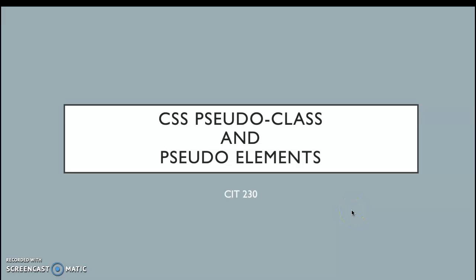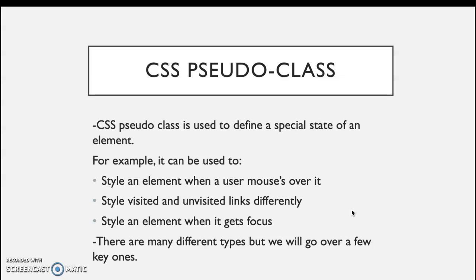Hi everyone, this is my presentation on CSS pseudo class and pseudo elements. First, we are going to talk about pseudo class, which is used to define a special state of an element. And since we're talking about CSS, it's different styles. And here are some of the things that it can do, which is when a user mouses over something, it may change the text or the color or whatever the developers put.